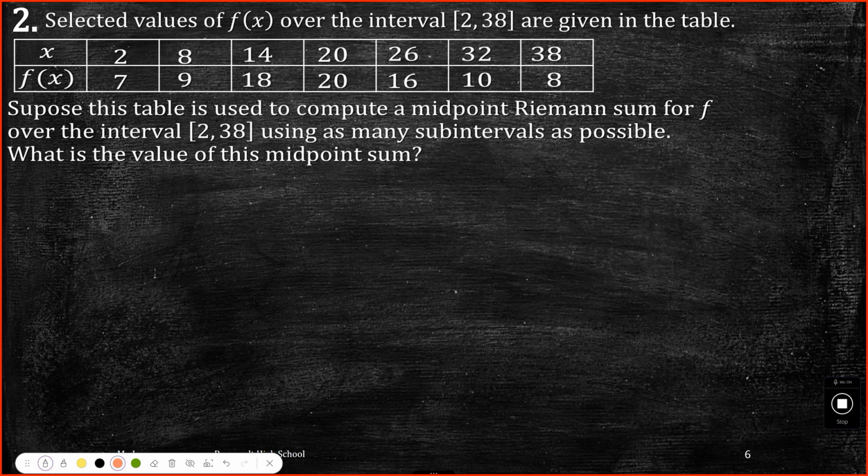Let's go to number 2. Selected values of f of x over the interval from 2 to 38 are given in the table. Suppose this table is used to compute a midpoint Riemann sum for f over the interval from 2 to 38. Using as many subintervals as possible, what is the value of this midpoint sum?